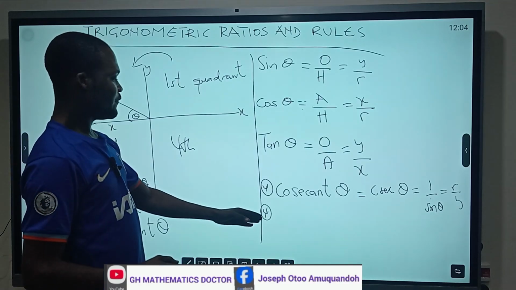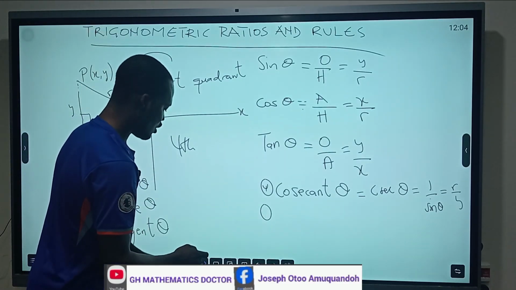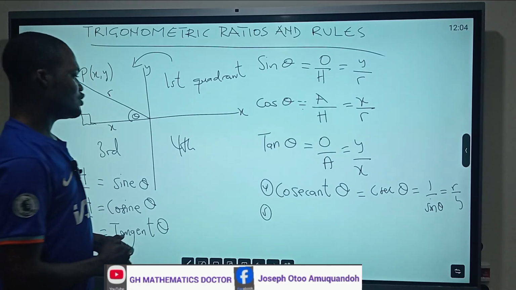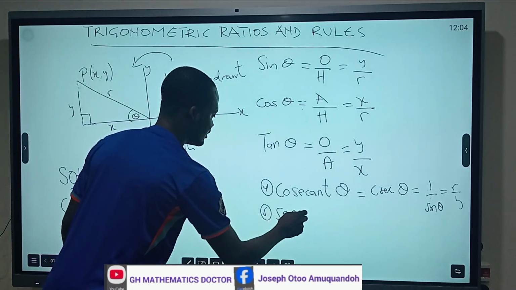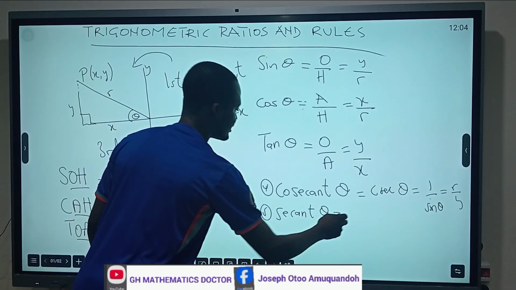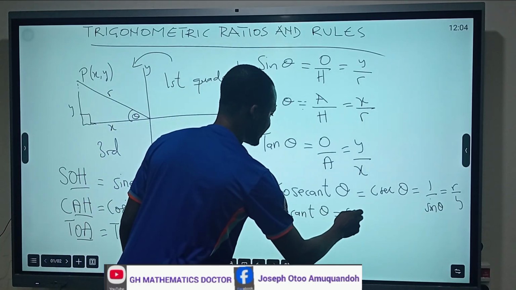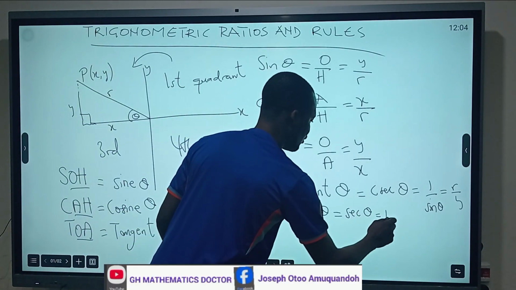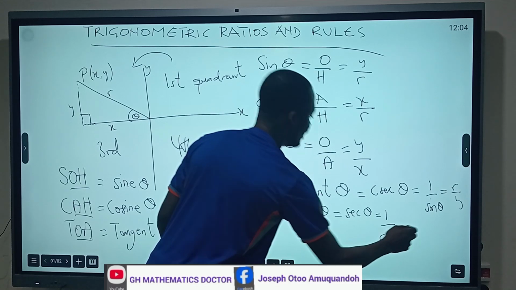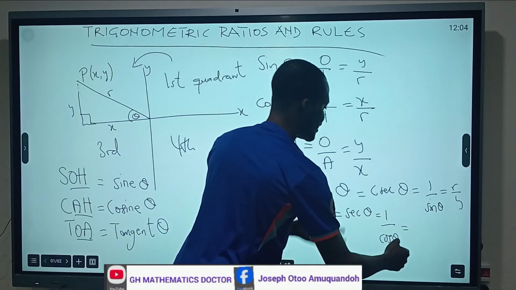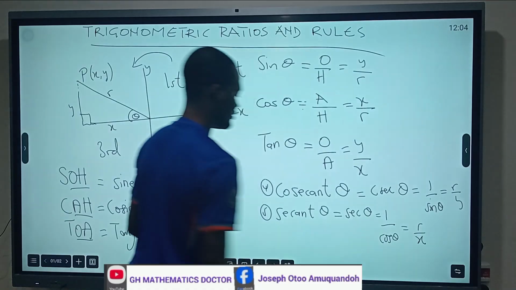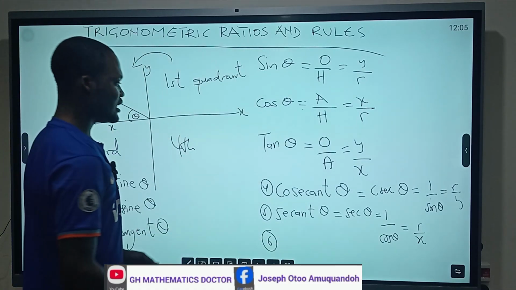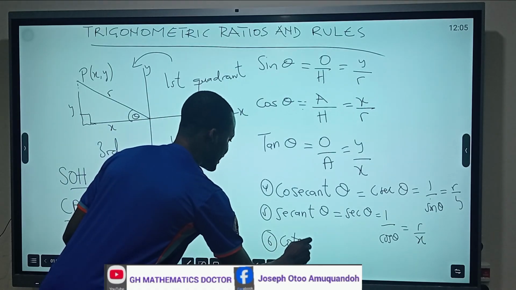Then we have the fifth ratio. That will be the reciprocal of the cosine. So you are going to get secant theta. And the secant theta is also shortened as sec theta. So sec theta is the reciprocal of cos, and that will give you 1 over cos theta. So if cos is x over r, then the reciprocal will be r over x. The sixth ratio will be the reciprocal of the tangent, which is called cotangent.